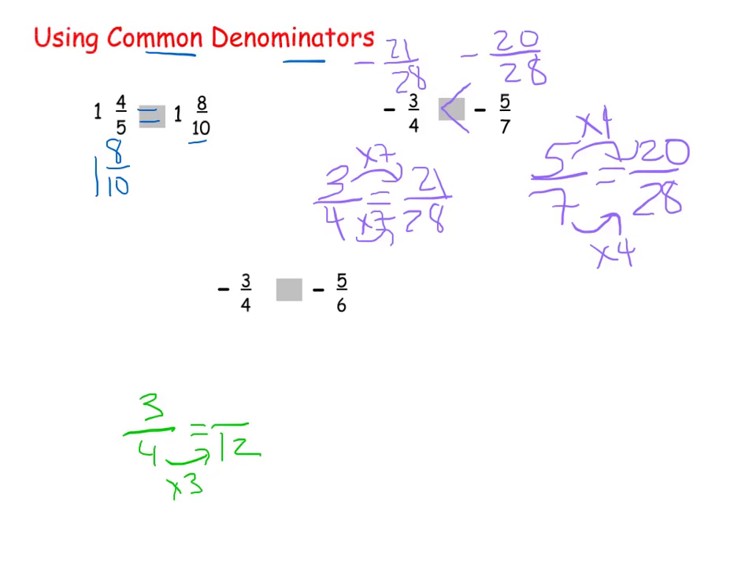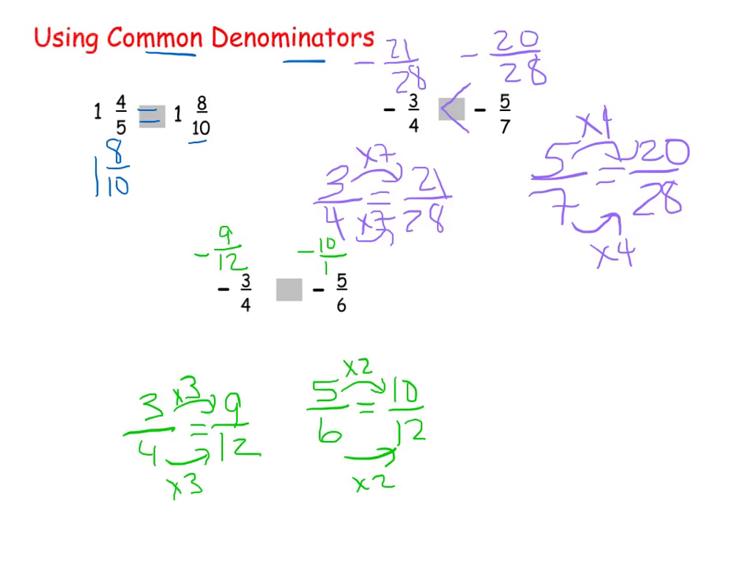4 times 3 gives me 12. So 3 times 3 gives me 9. So this is going to change to negative 9/12. And then on the right-hand side, 5/6, changing that to a denominator of 12. 6 times 2 is 12, and 5 times 2 is 10. So this ends up being negative 10/12.